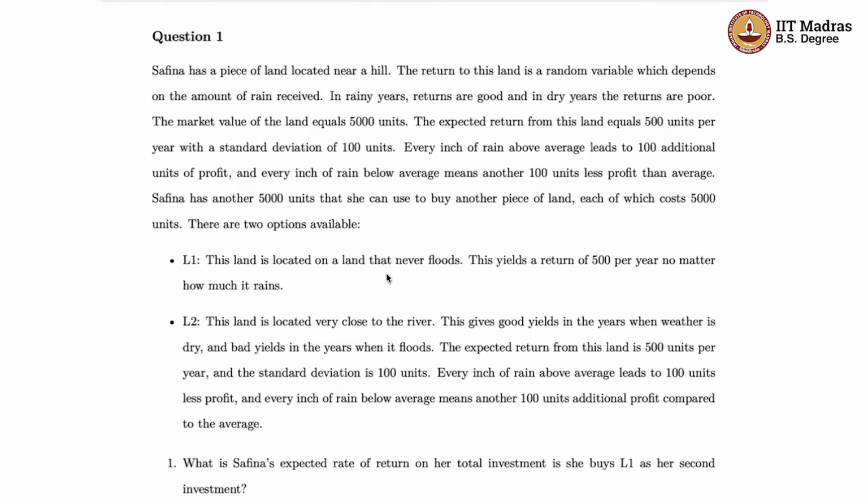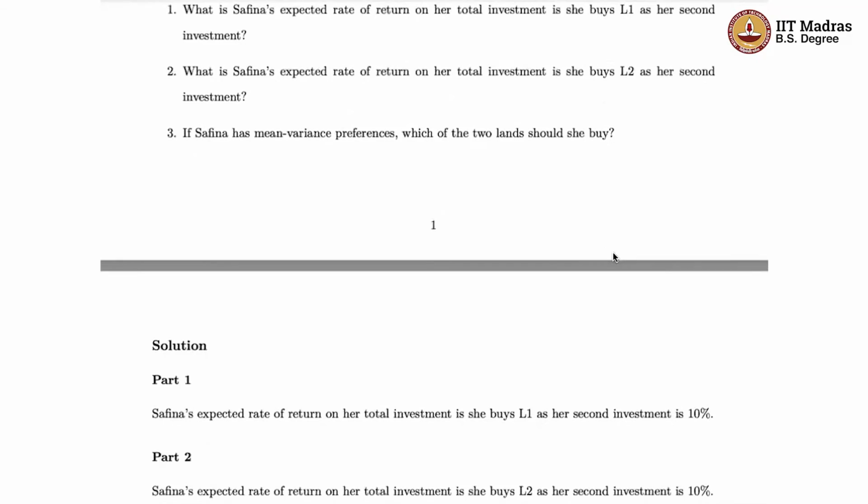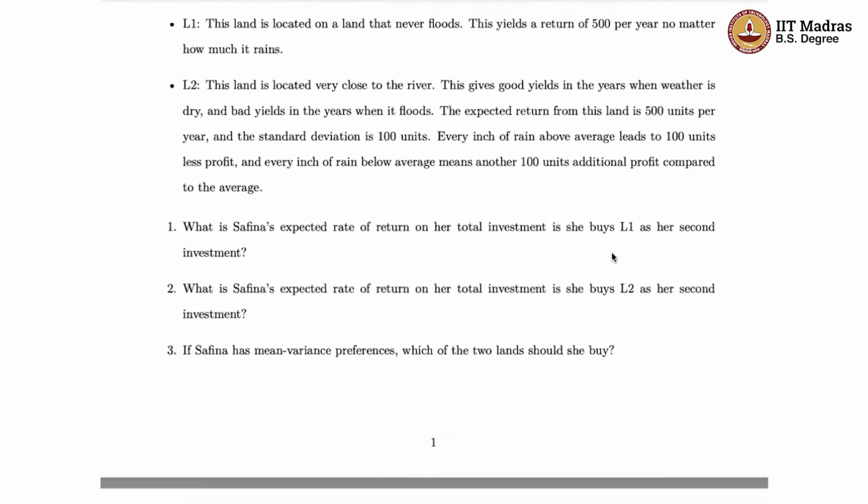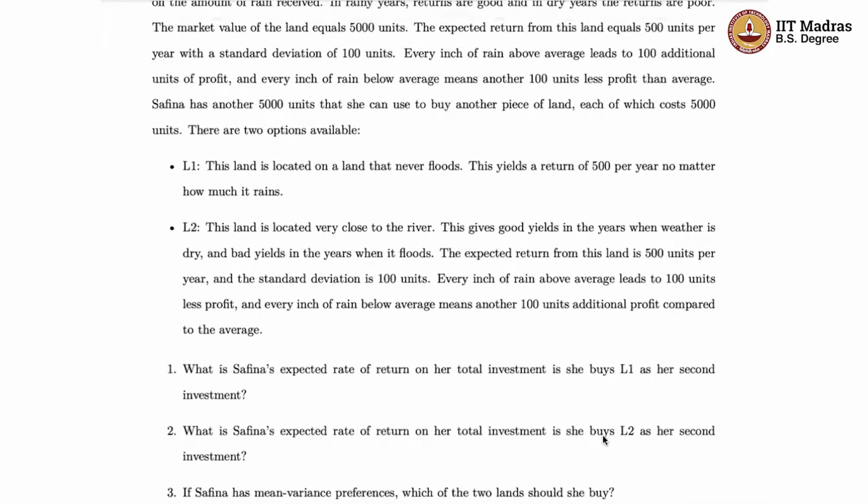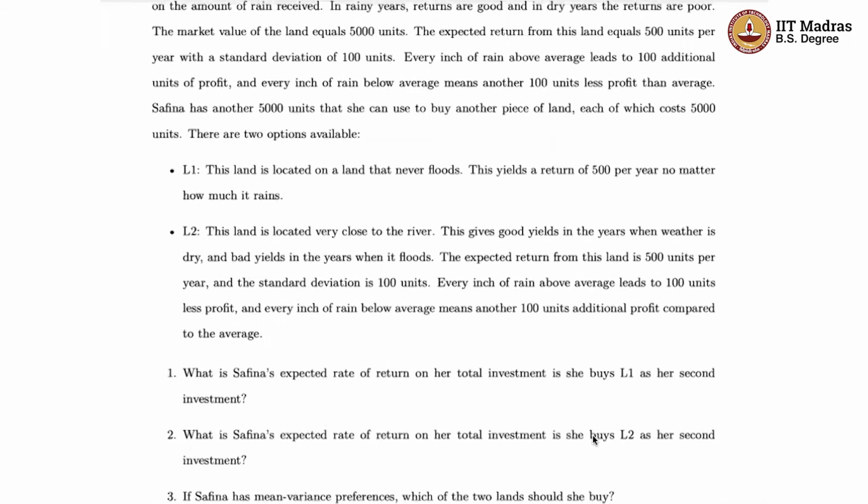And in L1, if she puts this additional 5,000 units, that is also going to give her a return of 10%, right? So from the total investment perspective, the expected rate of return is going to be half of 10% plus half of 10%. And so that's therefore equal to 10%, right? What about if she instead buys L2 as her second investment?